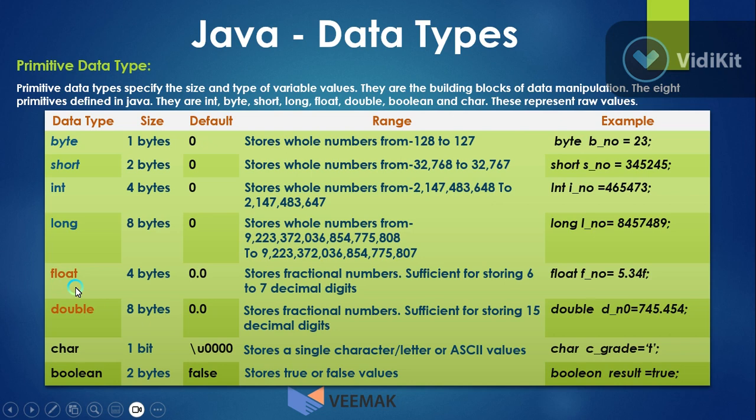Float. Float is a 4 byte size memory space. Holds the 0.0 default value. Stores fractional numbers only. Sufficient for storing 6 to 7 decimal digits. The one thing we have to remember is that it should end with F. Then only is it a float type of data. Otherwise, it is considered a double. Now, the data type is double. The size is 8 bytes. Default value 0.0. Stores fractional numbers, sufficient for storing 15 decimal digits.